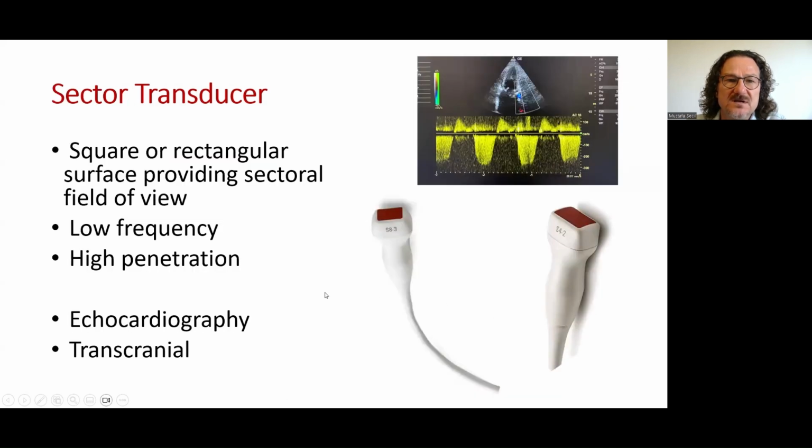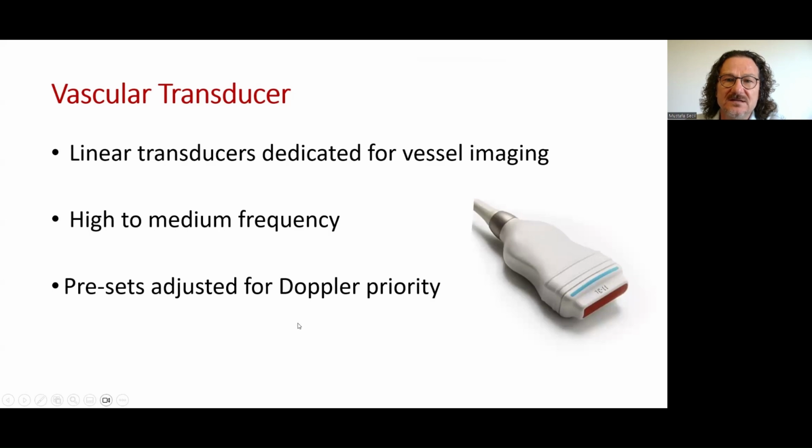Sector transducers have small footprint, square or rectangular in shape. They allow a sector image through small areas. They are preferred in echocardiography and transcranial ultrasound or Doppler imaging. Vascular transducers are dedicated to the vessel imaging with high to medium frequency, and the presets are adjusted for Doppler priority.